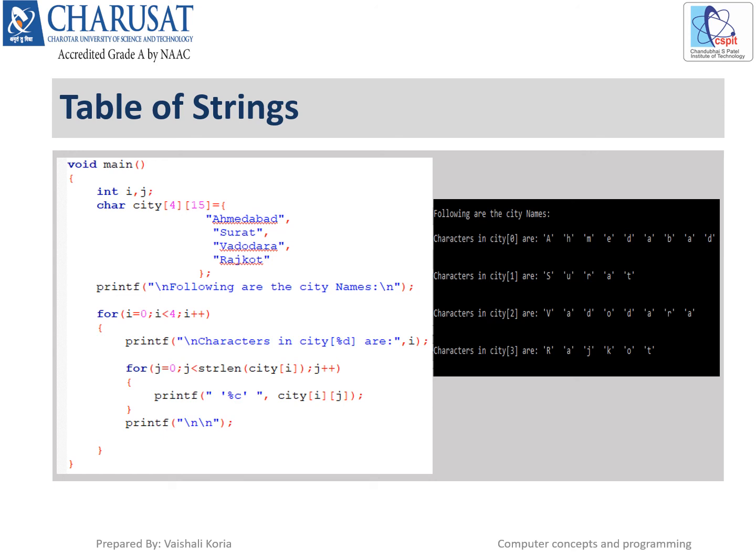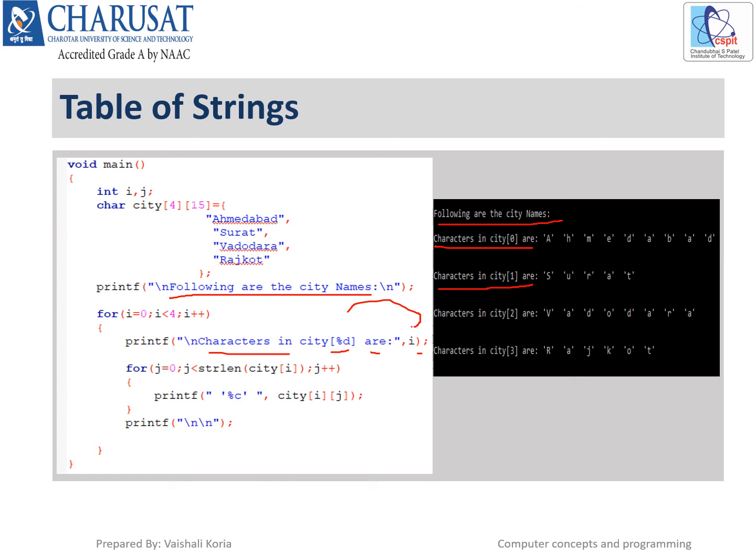Now, next, if we want to print the characters of the cities, then what we can do here? See, the following are the city names, so that message is printed here. Now here we are printing another message in the for loop: characters in city %d are, where the %d will take the value of i. So characters in city 0 are, characters in city 1 are. But here we do not want to print the entire city name, we will print the individual characters.